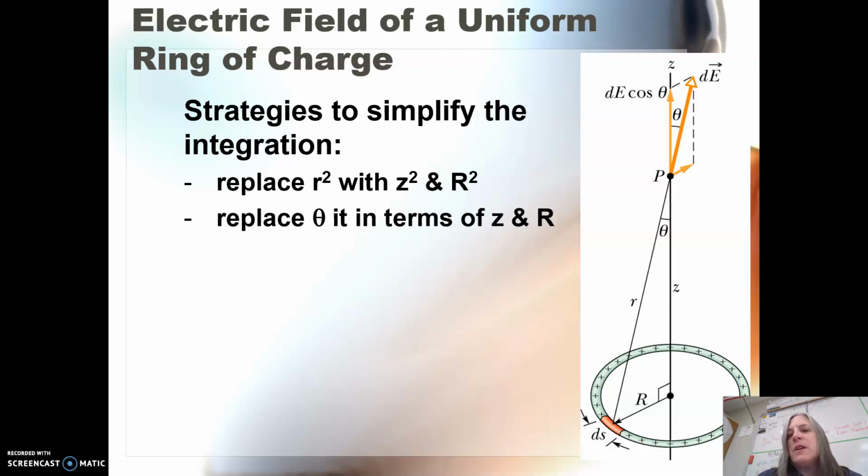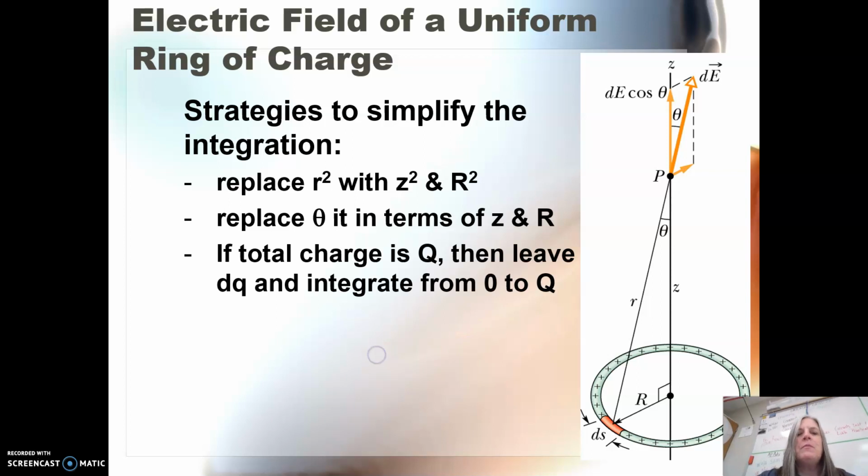Because if we look at this, we're going to have electric field at angles again, so we're going to have to split them into x and y components. We're going to want to replace theta in terms of those constants as well, our z and our r.